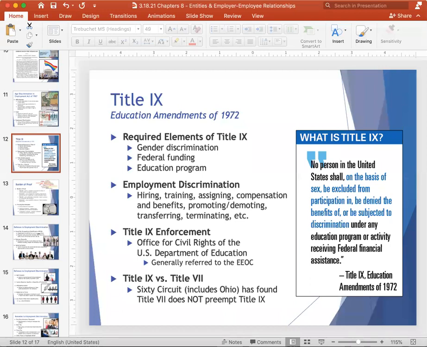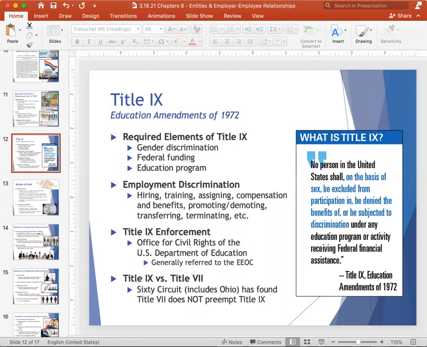If it's a sex-based discrimination, we have the Equal Pay Act, we have Title VII, and we have Title IX. So which act should you cite? And different circuits within the United States actually have different opinions about this in terms of, well, this is the law that you should file.